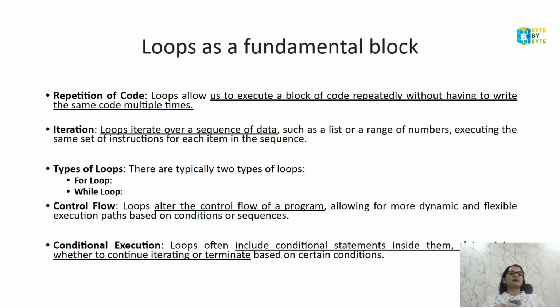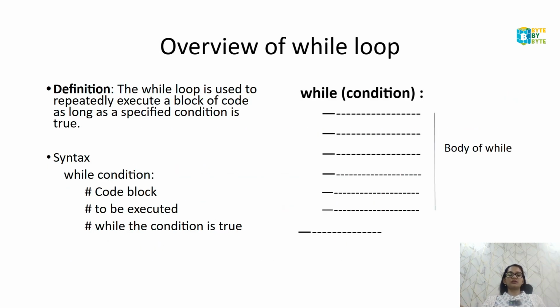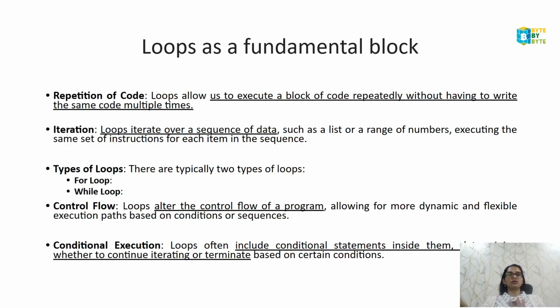The next part is conditional execution. With loops, we are executing the same code again and again. Loops have conditional statements within them, and this conditional statement decides how long your loop is going to iterate over the sequence of data. While that condition is true, the loop will continue to iterate. If the condition becomes false, it will terminate the loop. We will see this in more detail now.